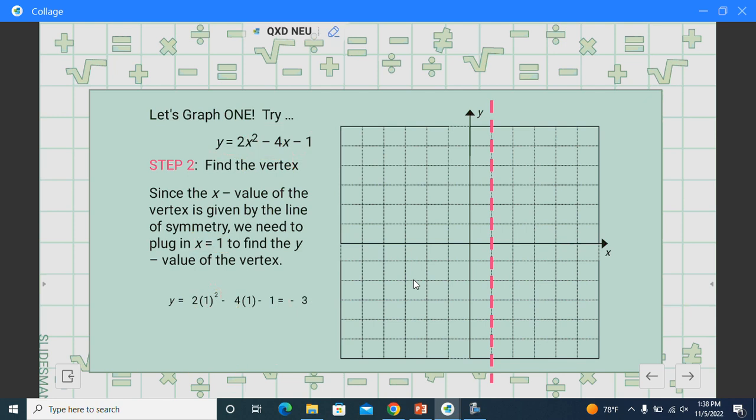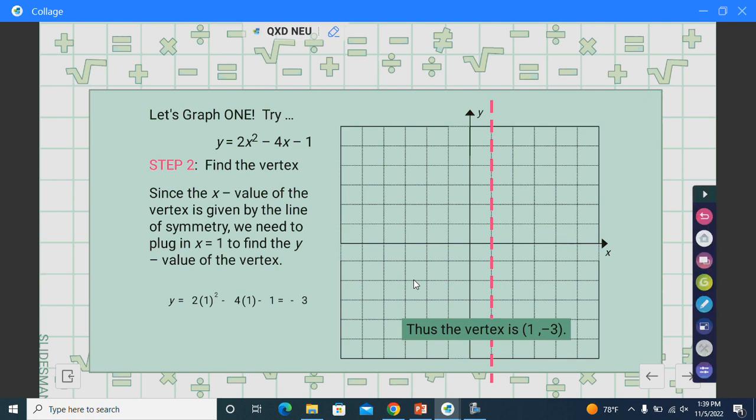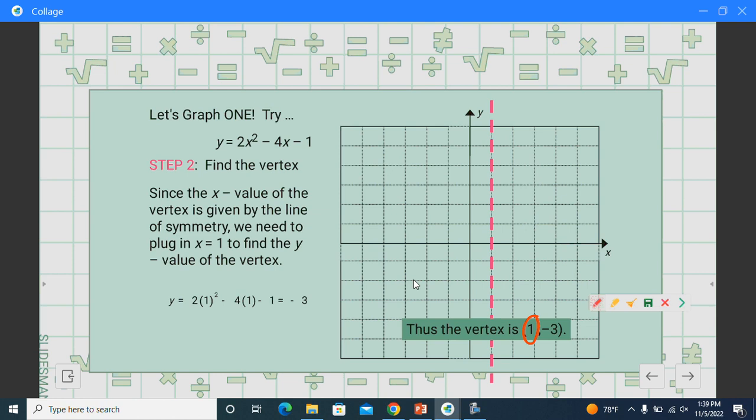So we already have our vertex, which is 1, negative 3, because our x is 1 and our y is negative 3. Again, where did we get this? Our x is from the line of symmetry, x is equal to 1, and our y is negative 3. So that is our vertex, 1, negative 3. It is being placed there.